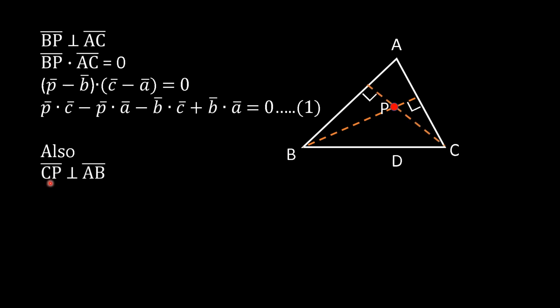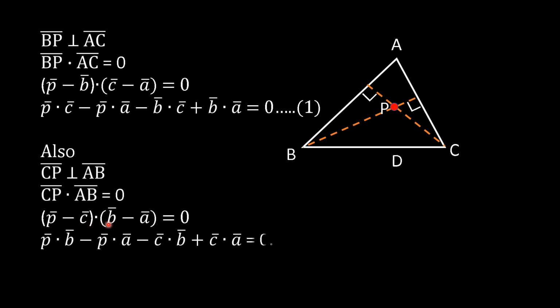Also, CP bar is perpendicular to AB bar. Therefore, CP bar dot AB bar will be 0. CP bar will be P bar minus C bar. AB bar will be B bar minus A bar, equals 0. It will be P bar dot B bar minus P bar dot A bar minus C bar dot B bar plus C bar dot A bar equals 0. We name this equation 2.